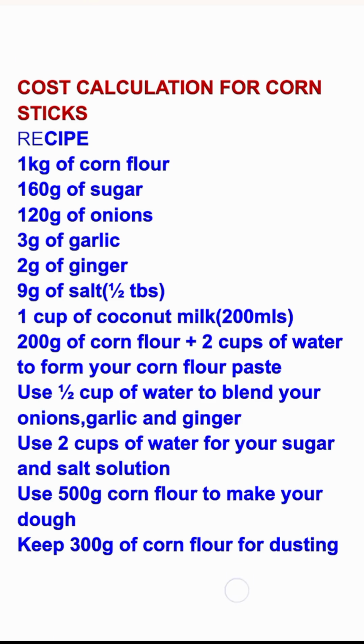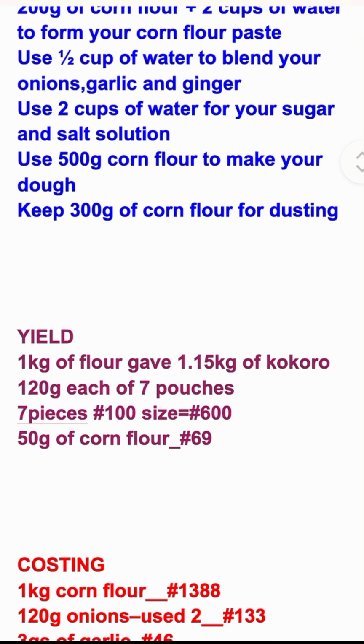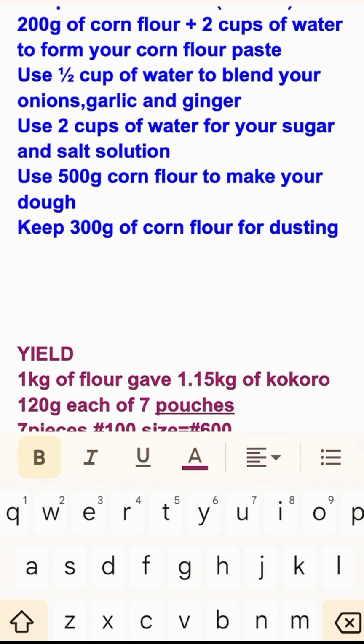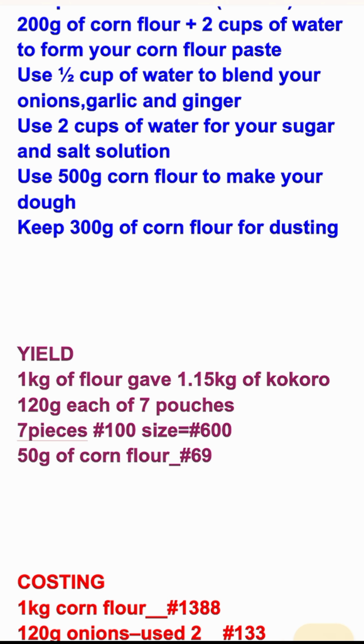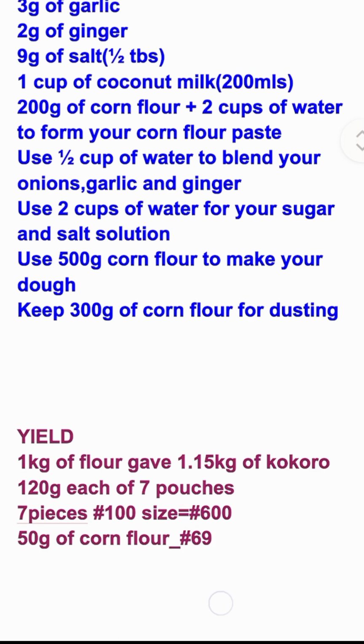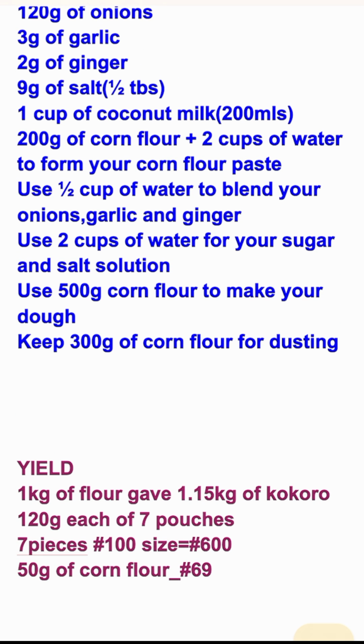So after making all our products, after production, this is what we got. So 1 kg of flour gave us 1.15 kg of kokoro. Then we got 120 gram each of 7 pouches. We got 7 pieces of 100 size, which is equivalent to 600 naira, and 50 gram of corn flour. Remember the remaining corn flour that we had, amounting to 69 naira.